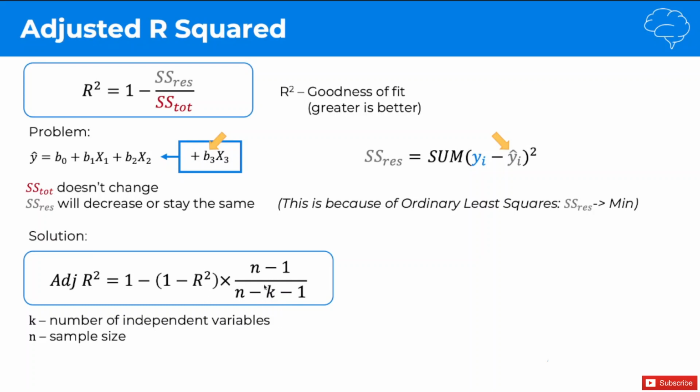So basically it's only worth adding an extra variable if R-squared, this original R-squared, increases substantially enough that it compensates for this penalty. So adding new variables becomes something that has to be justified. If it's not justified, then the new variable is not worth adding. And that's what adjusted R-squared is about. It's about making sure that we only add variables when they bring substantial improvement to our model.